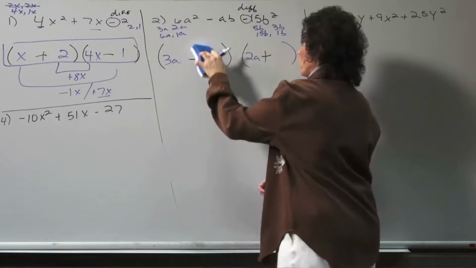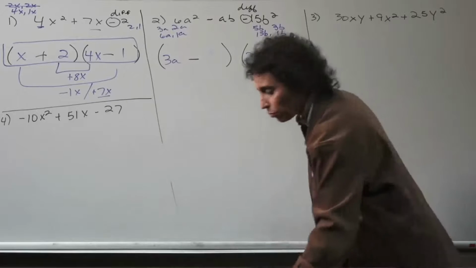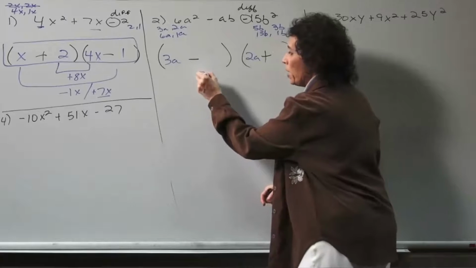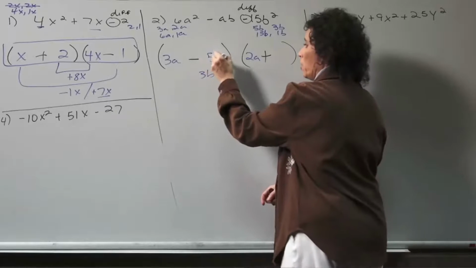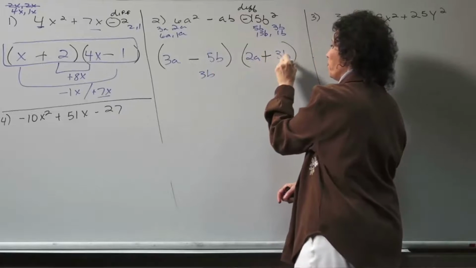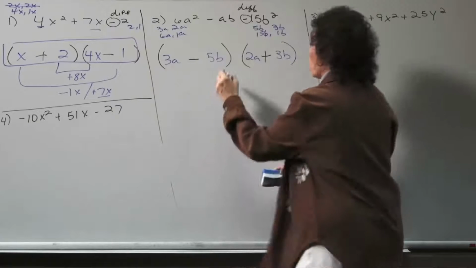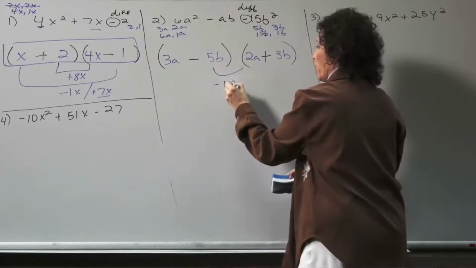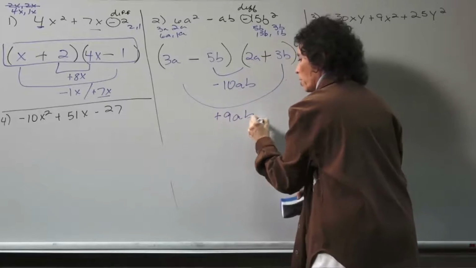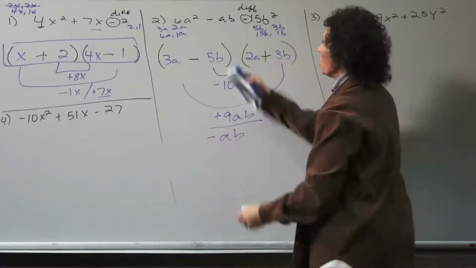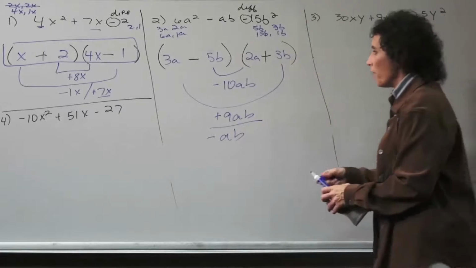Okay. All right, and here, 5 and 3 are closest. So I'm going to try 5b and 3b. But if I try 3b, I can't put it with the 3. There'll be a common factor. So I'm going to put the 5b here and the 3b here. Okay? So here we go. This is negative 10ab. This is positive 9ab, which is negative ab, which is exactly what we want. So we are done.